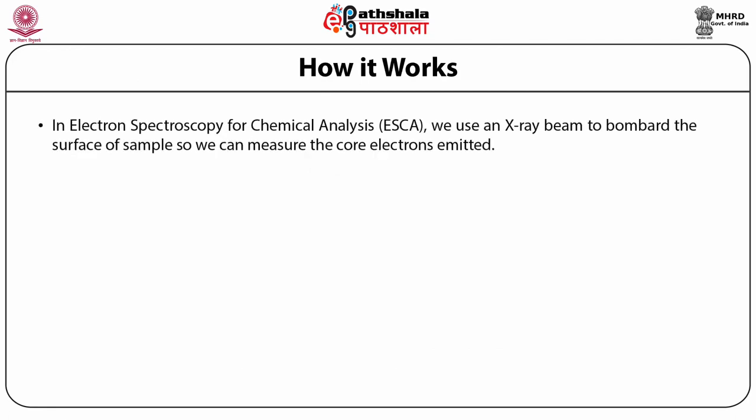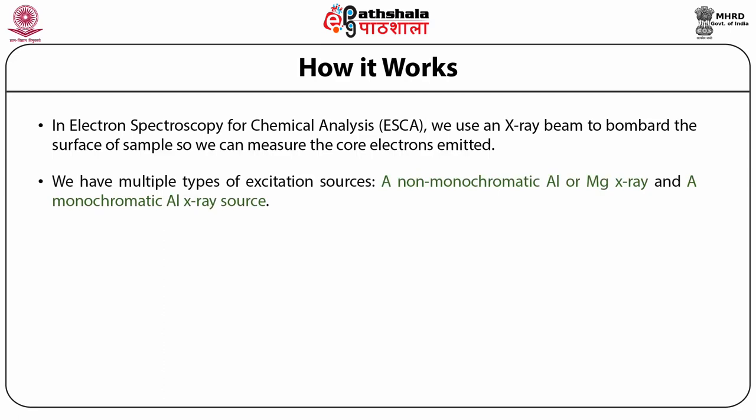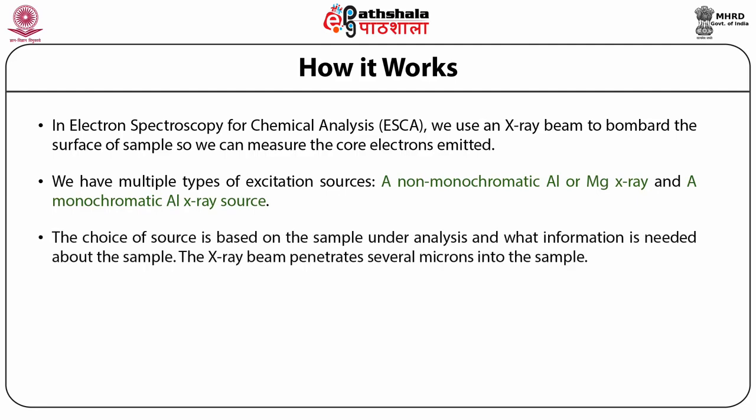In electron spectroscopy for chemical analysis, we use an X-ray beam to bombard the surface of samples so we can measure the core electrons emitted. We have multiple types of excitation source: a non-monochromatic aluminium and manganese X-ray and a monochromatic aluminium X-ray source. The choice of source is based on the sample under analysis and what information is needed about the sample.